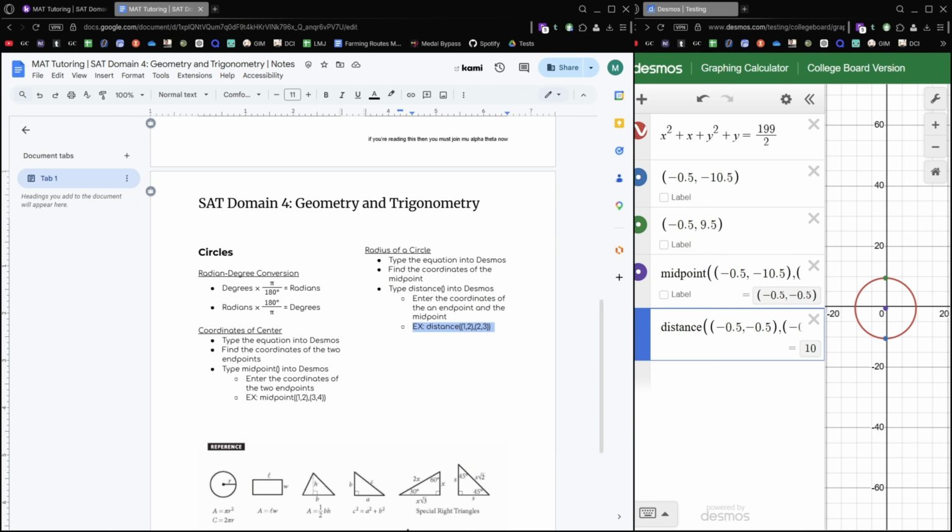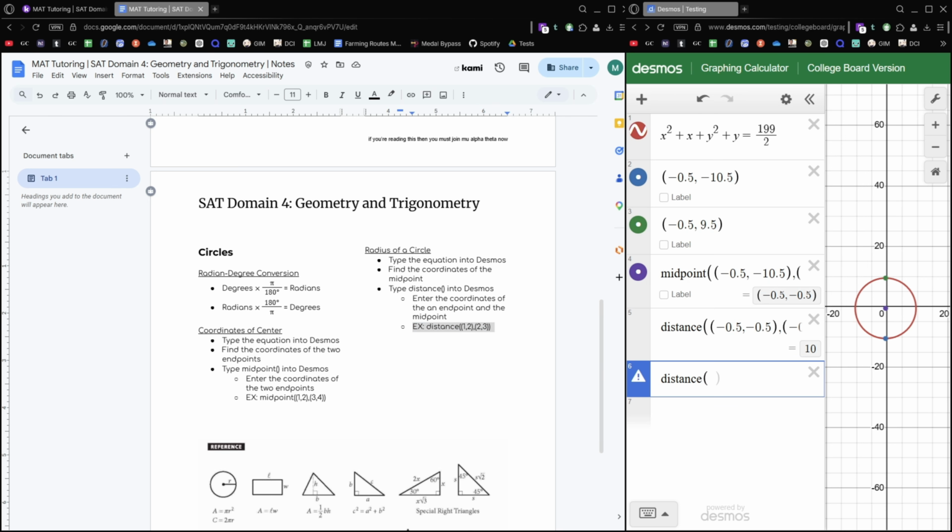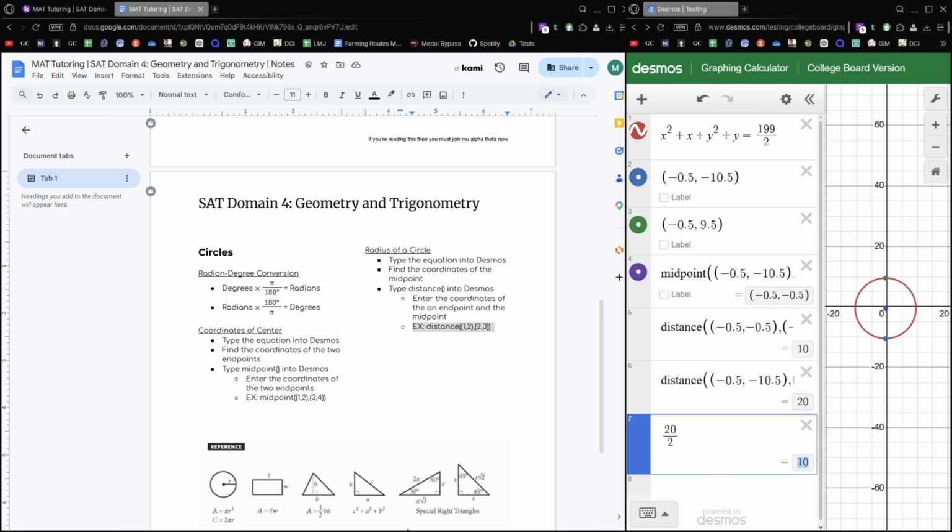Now that's the way I wrote in the notes, but there is also a second way. You can just do distance and then put in your 2 endpoints, comma between them. Now this would be the distance between the 2 endpoints, which is the diameter. But you should know that the radius is just half the diameter, so you just divide that by 2, and once again you would get 10.